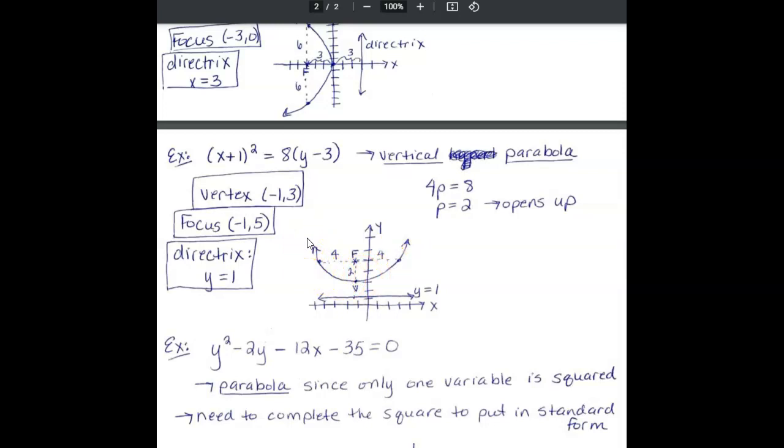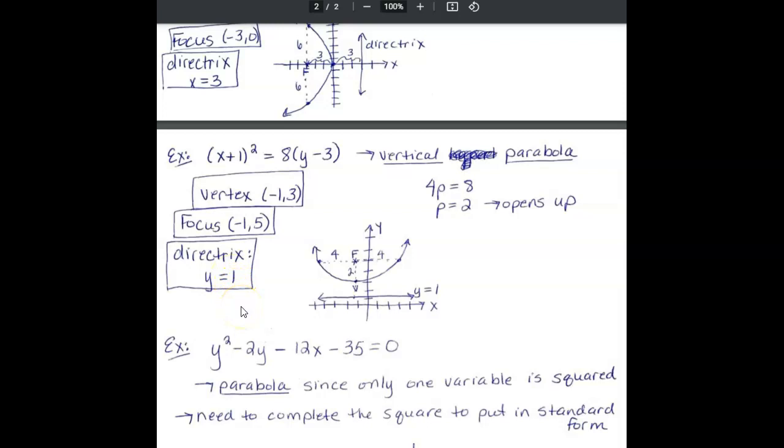The equation of the directrix is the same distance from the vertex, but the opposite direction of the focus. So if we went up 2 to get to the focus, we go back to the vertex and we go down 2 to get to the directrix. So if I was up here at y equals 3 and I go down 2, now I'm at y equals 1. So my equation of my directrix is y equals 1.